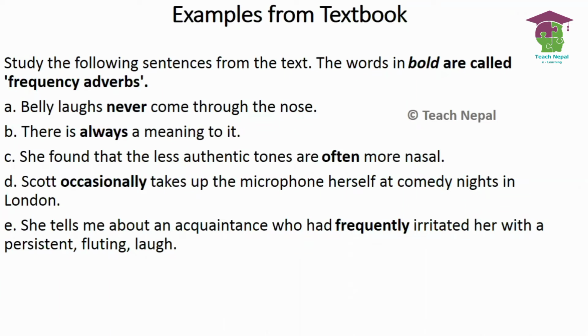The bold words are called adverbs of frequency. For example, "Belly laughs never come through the nose." Belly laugh, or the type of laugh, right? It never comes through the nose. "There is always a meaning to it." "She found that the less authentic tones are often more nasal." "Scott occasionally takes up the microphone herself at comedy nights in London." "She tells me about an acquaintance who had frequently irritated her with a persistent flirting and laugh." Right? So in this way, we can use the adverbs that have been used there.